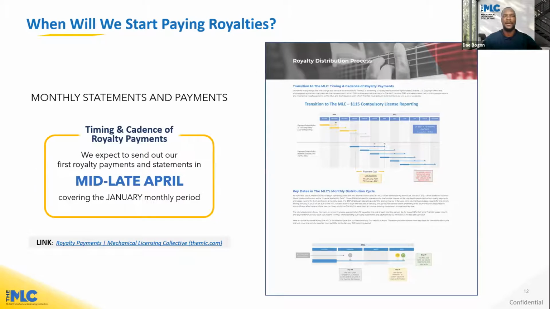Our royalty cadence is on a monthly basis, with payments being made 75 days after the close of the usage period. So for example, for January, the payments were distributed in April. You can learn more about our royalty cadence on our website.